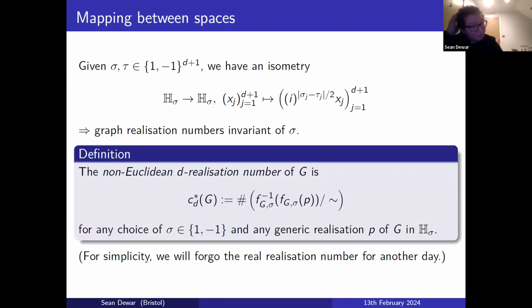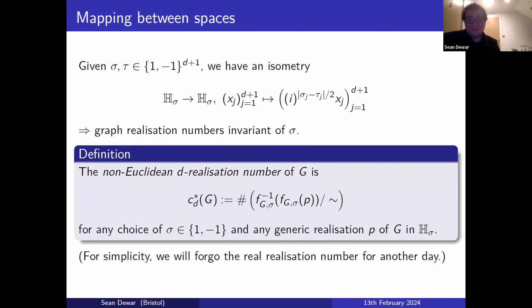From this, we can still define a realization number, but what we're actually going to observe is that we always have an isometry between any two of these spaces. If I have one of these pseudo-Euclidean spaces and I have another one, I can always have an isometry between them because everything's complex. So I'm just multiplying coordinates by i, the imaginary number, to change the signature, basically. This tells you that the graph realization number is going to be invariant under our choice of signature.